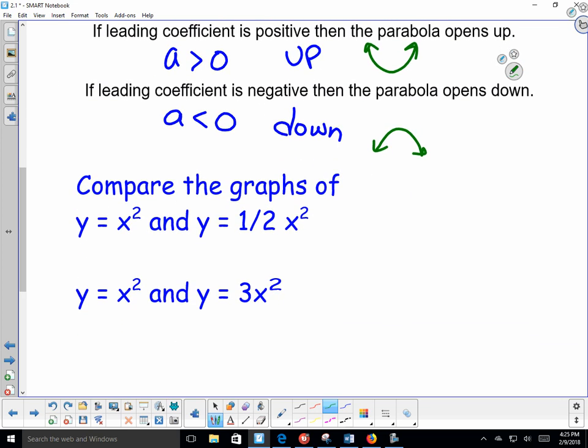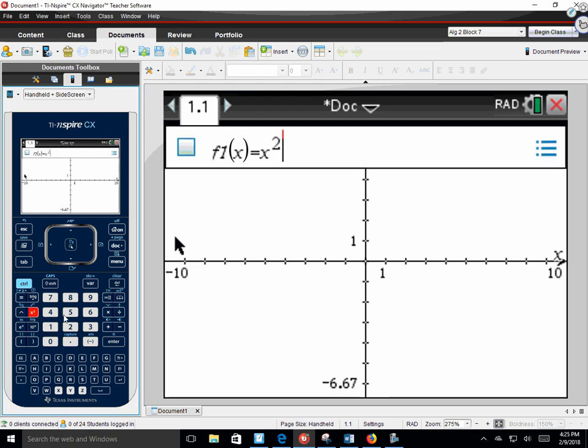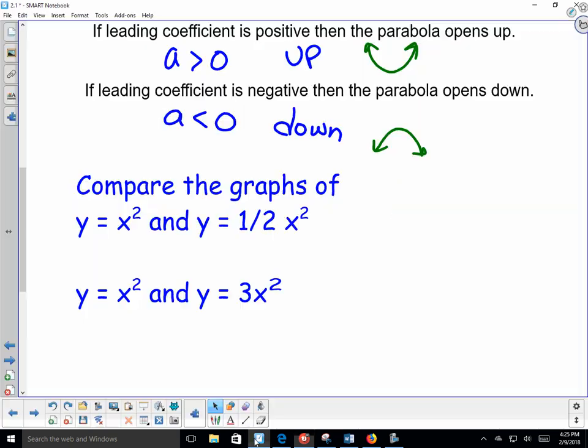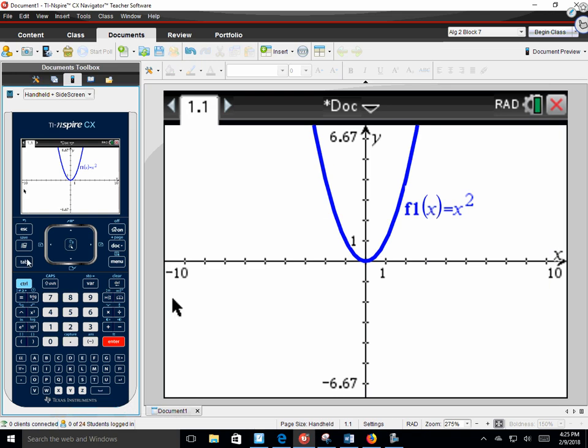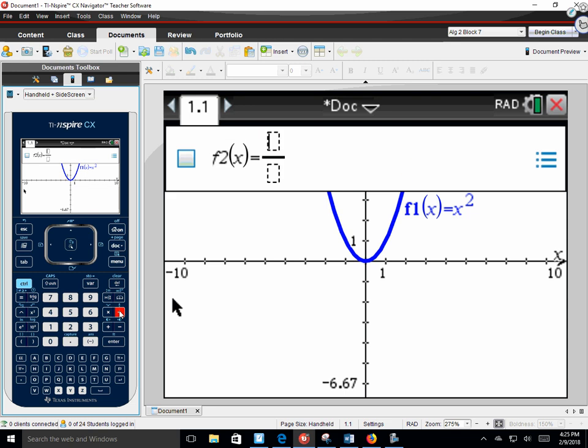Okay, so let's now look at comparing the graphs of y equals x squared and 1/2 x squared, and y equals x squared and 3x squared. So if you graph this on your calculators, let's just take a quick look at these graphs. We're just going to do x squared. Here's our parent function. And we want to do 1/2 x squared. So let me push tab, and I'm going to do parentheses 1/2. Actually, I don't like that. Let's do this. Delete. Let's do control divided by, to pull up a fraction template. I want 1/2, and then I want x squared.